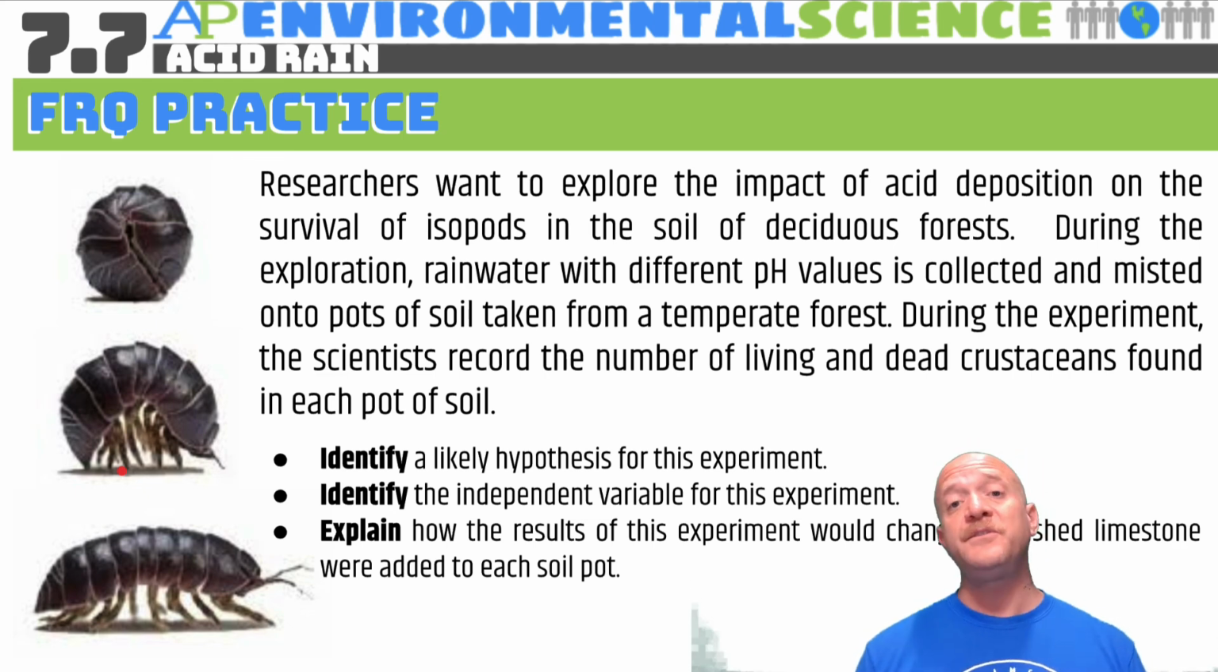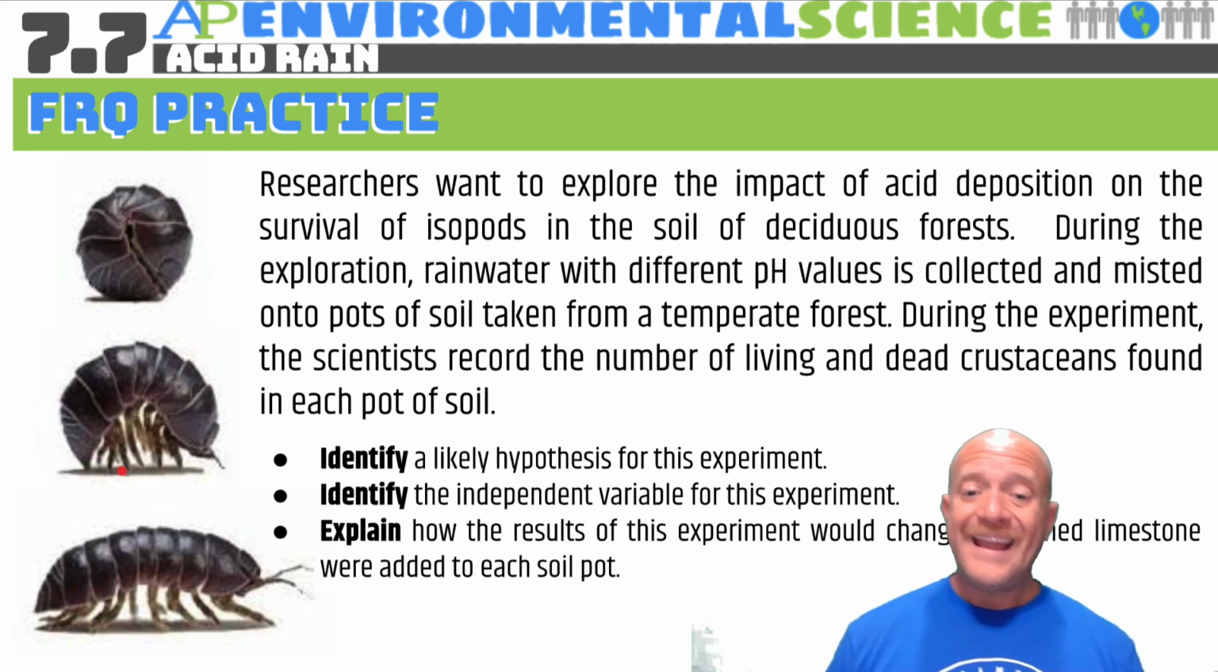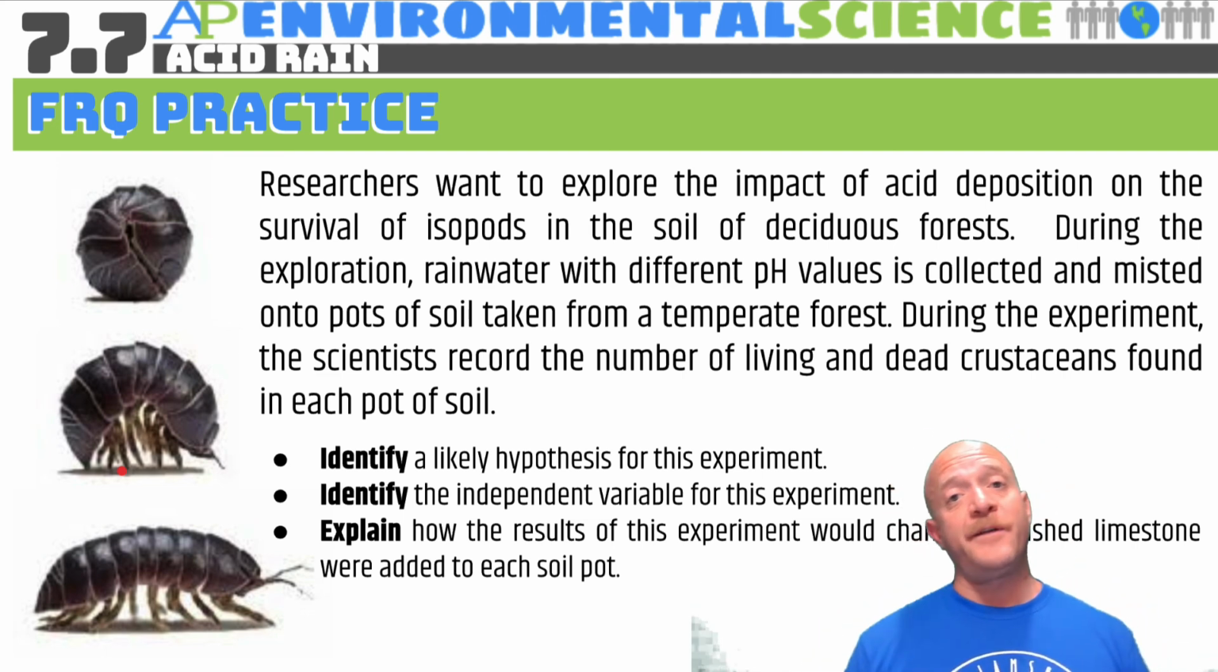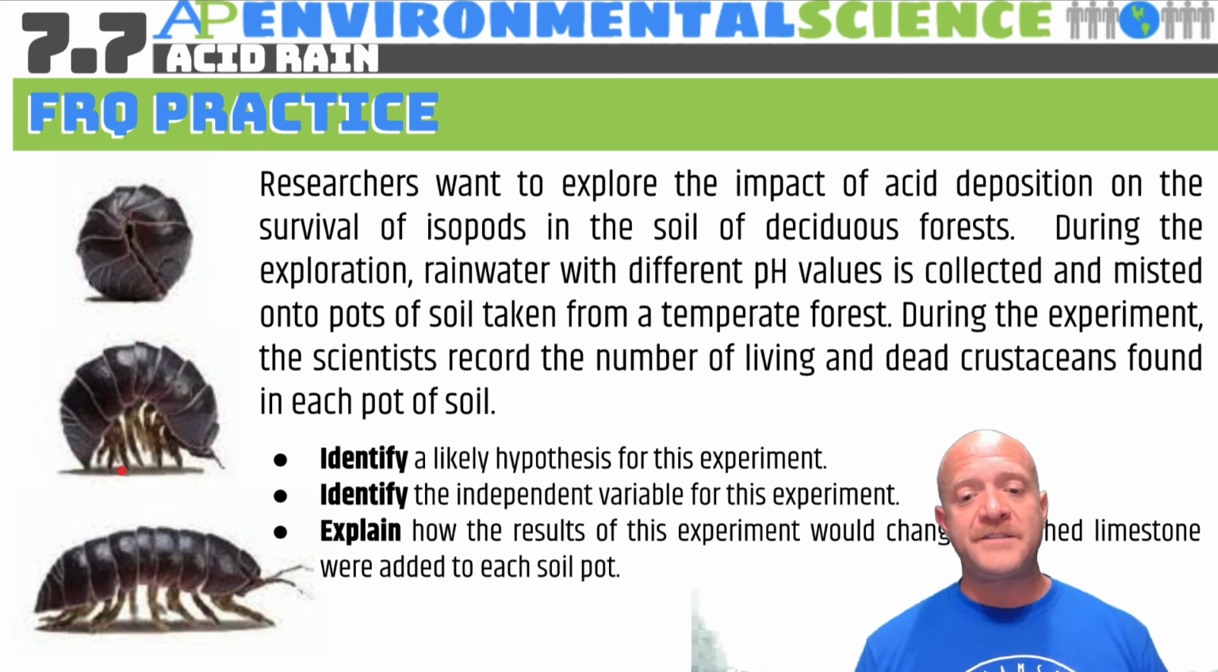So you're going to do three things. First, identify a likely hypothesis for this experiment. Second, identify the independent variable for this experiment. And third, explain how the results of this experiment would change if crushed limestone were added to each soil pot.